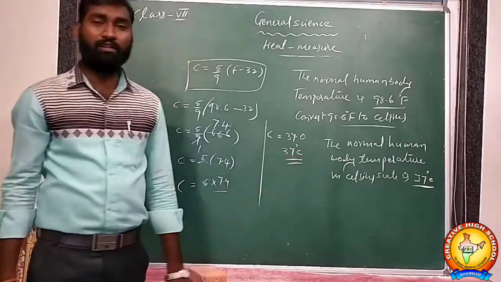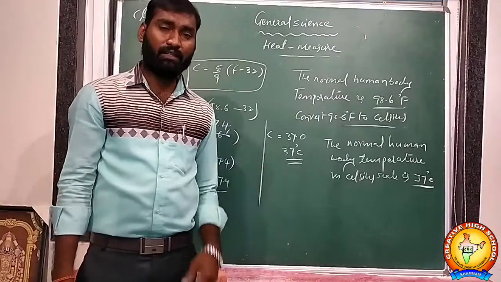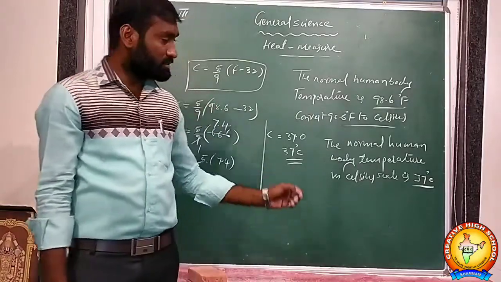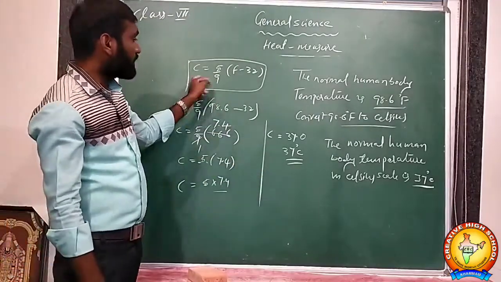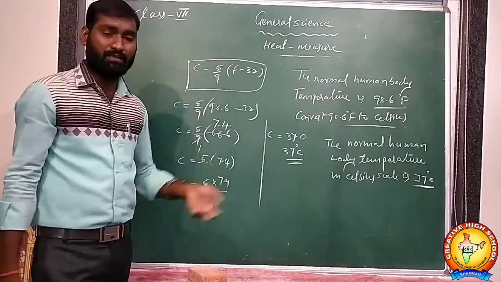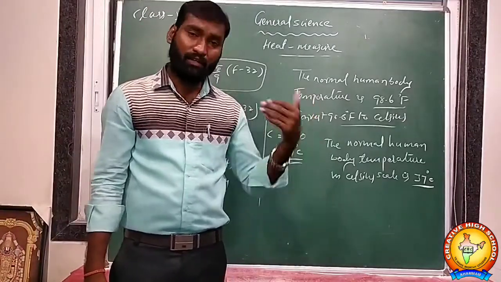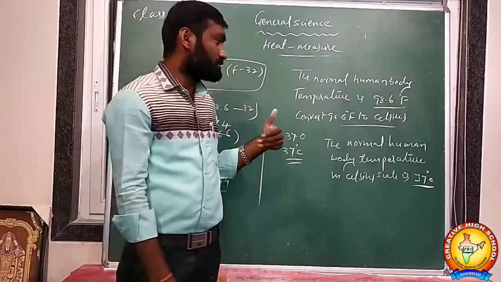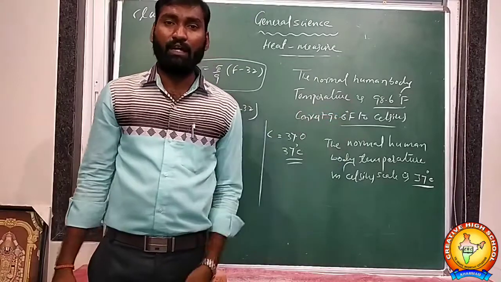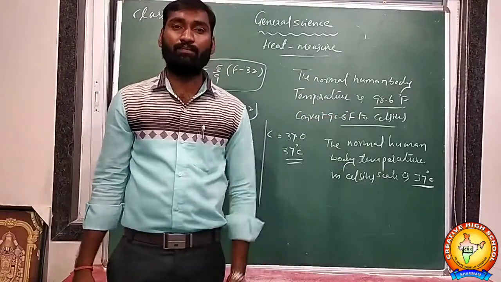Like that we convert from any scale: Celsius to Kelvin, Celsius to Fahrenheit, Fahrenheit to Celsius. This is the relation between Celsius to Fahrenheit and Fahrenheit to Celsius. Fahrenheit to Celsius is completed now. In the next class we will discuss Celsius to Fahrenheit, and also Kelvin to Celsius and Celsius to Kelvin.